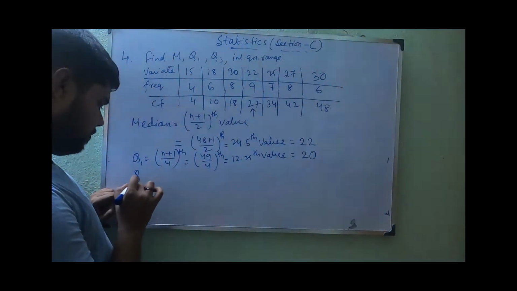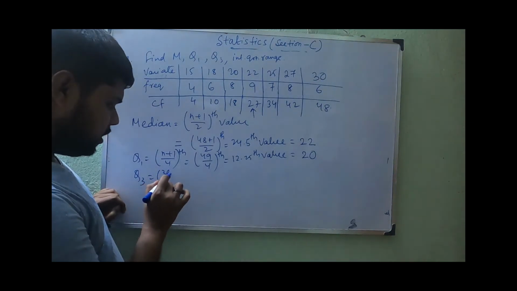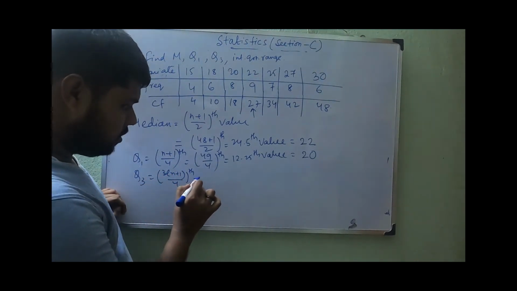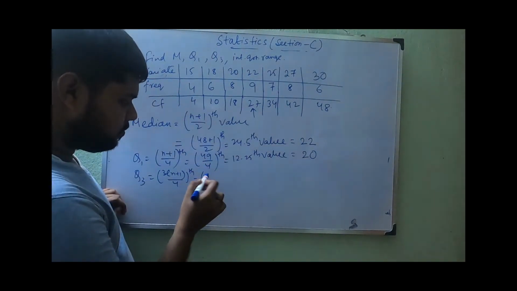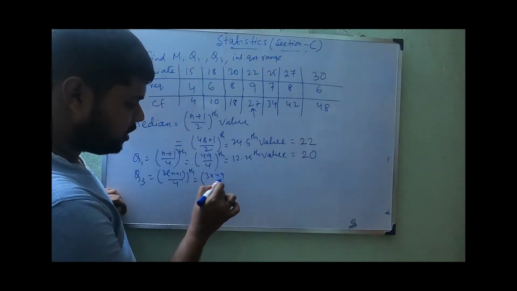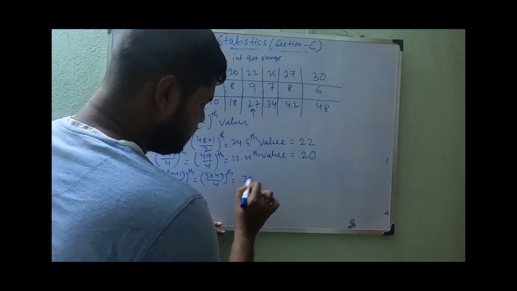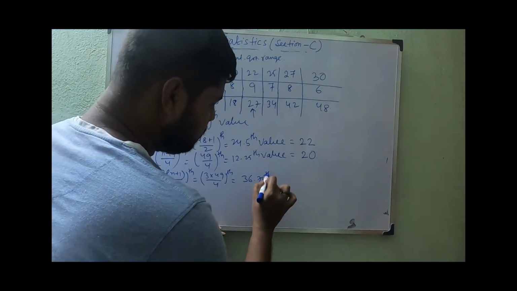Q3, 3 into n plus 1 by 4th value. So that is 3 into 49 by 4th value. So that is 36.75th value.